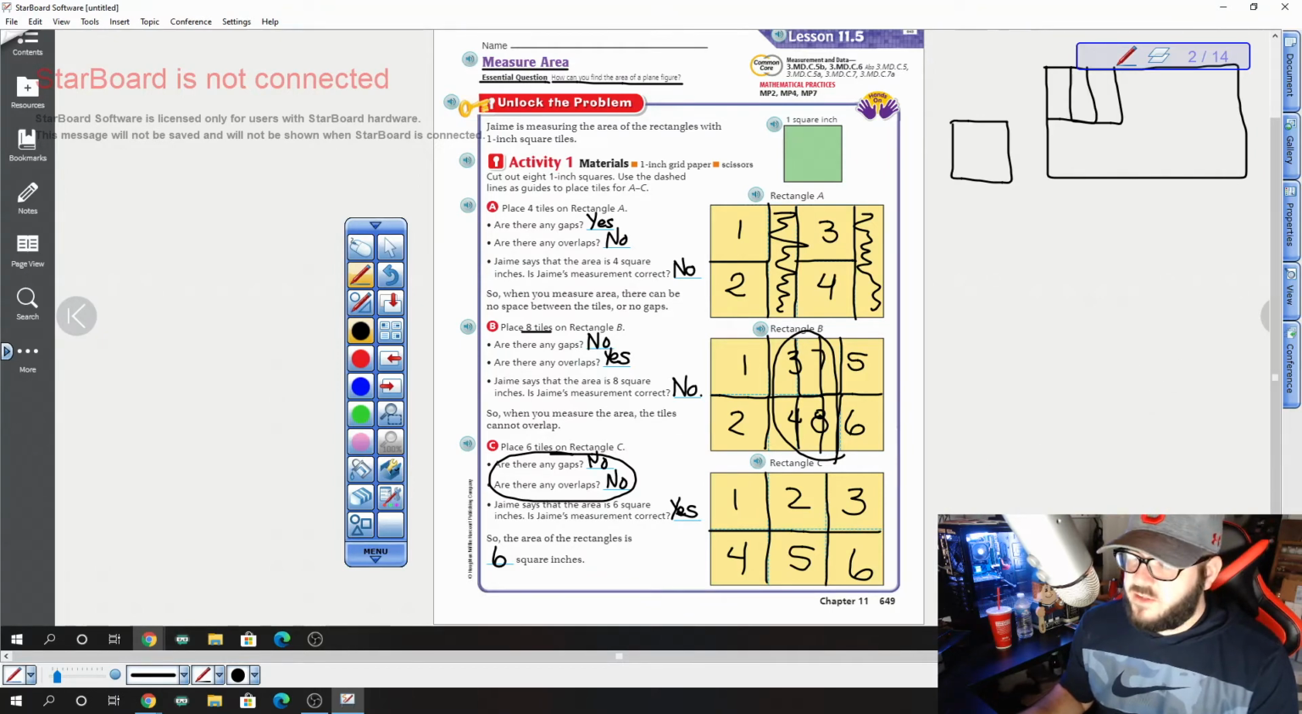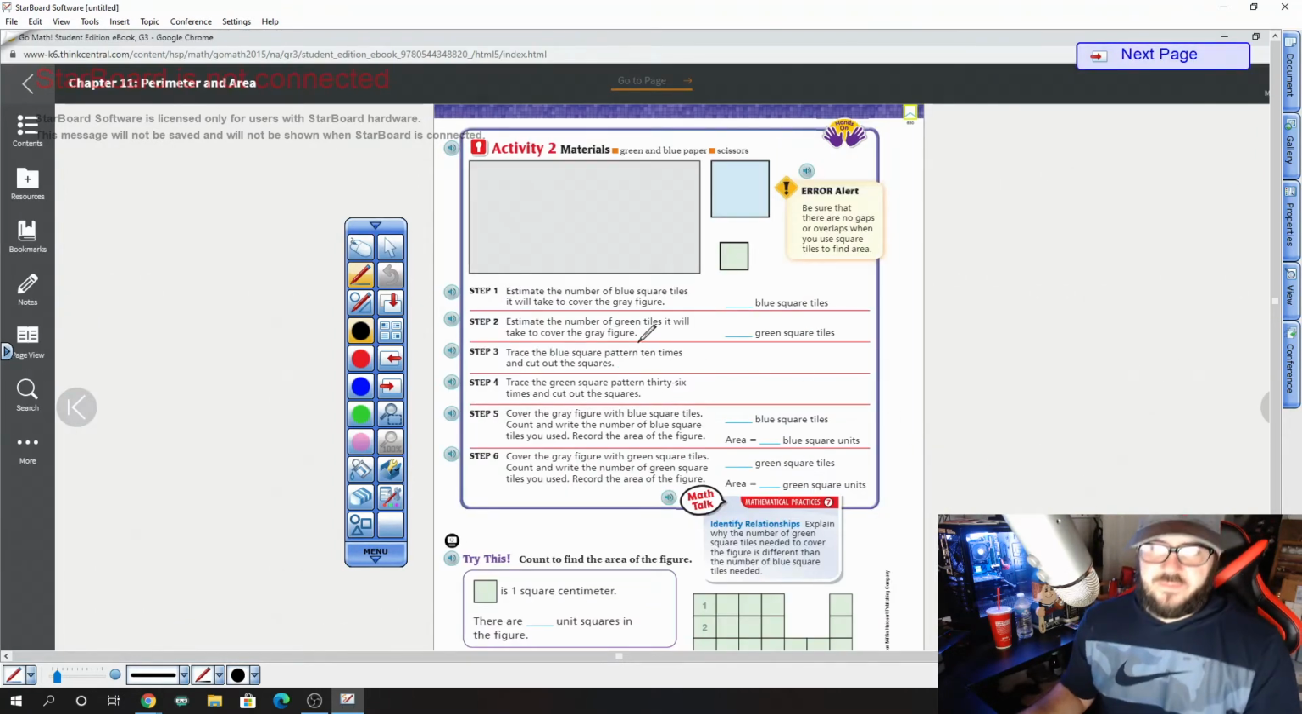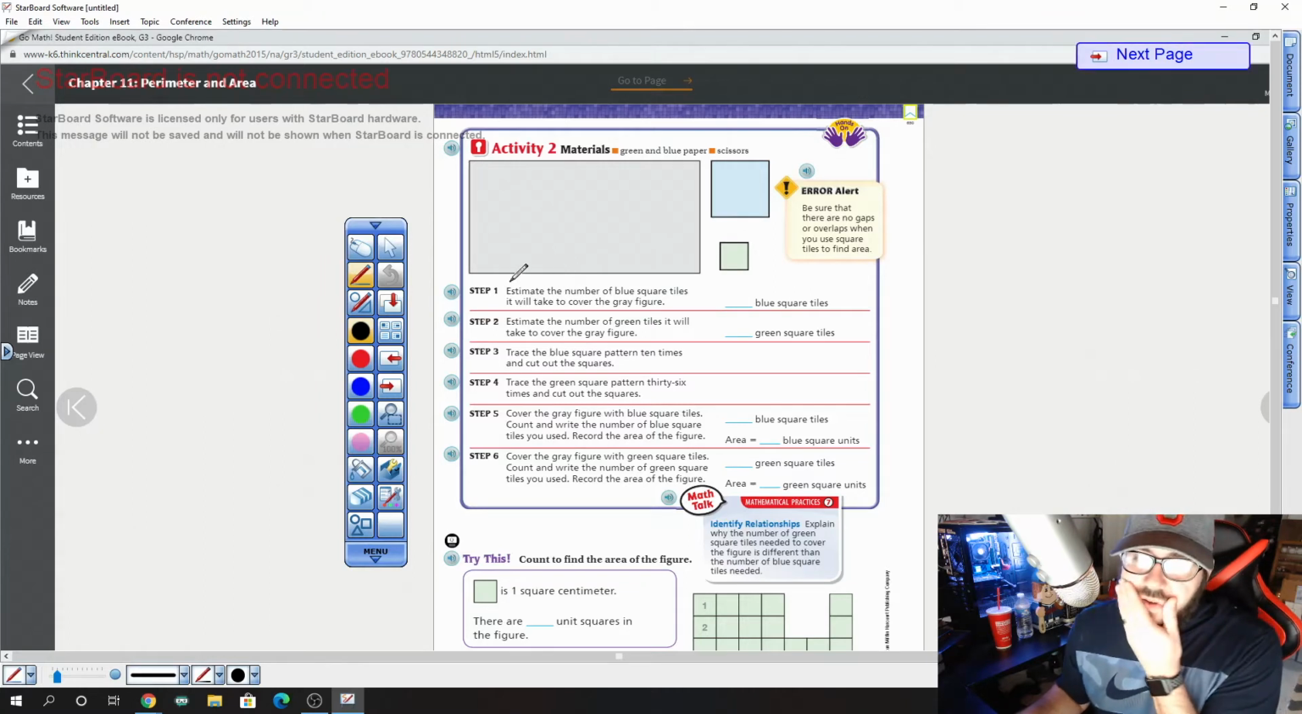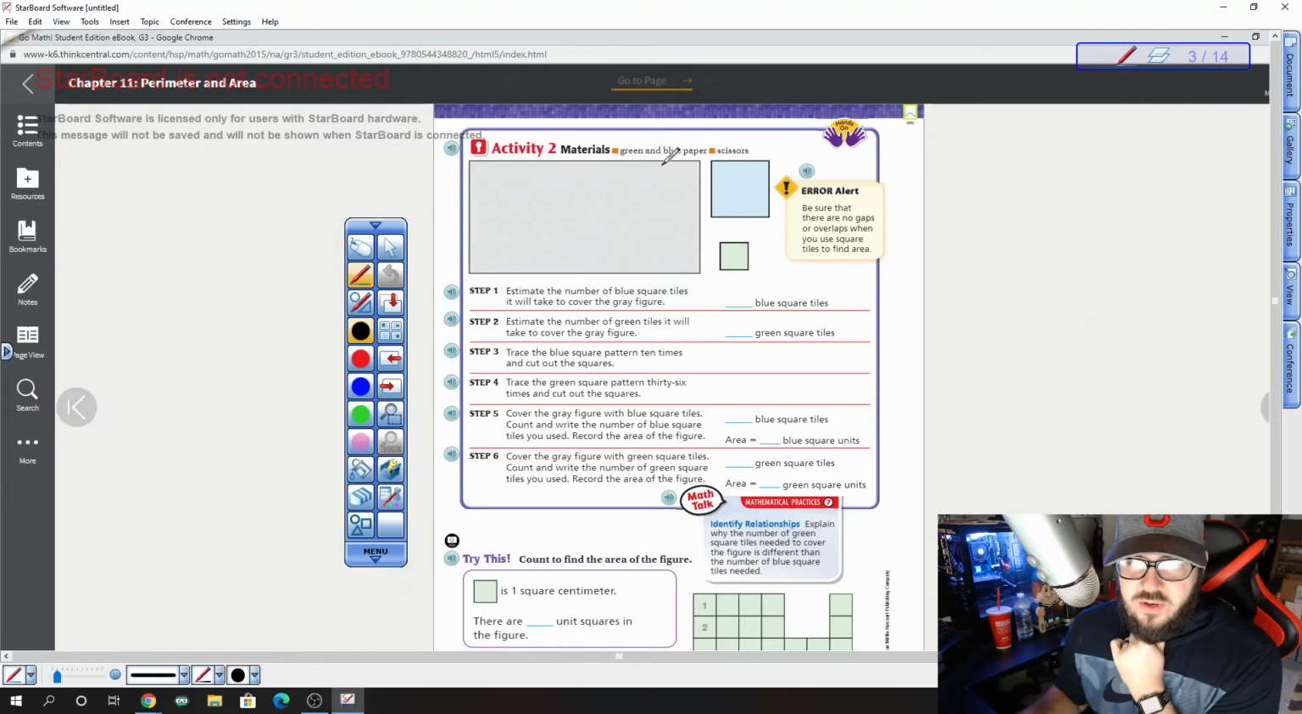Okay, let's move on to page 650. So on this question, which you can also try at home if you'd like, you would need green and blue paper and you would need scissors. Step 1 is to estimate the number of blue square tiles it will take to cover the gray figure. So how many of these will it take to cover this?